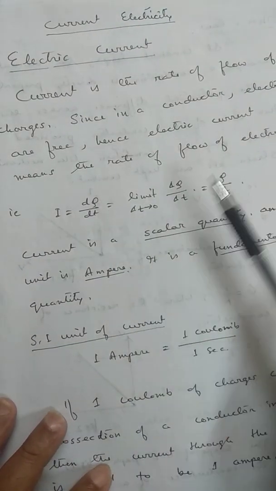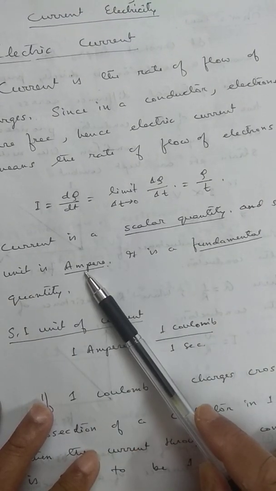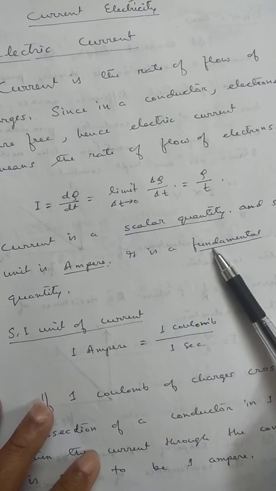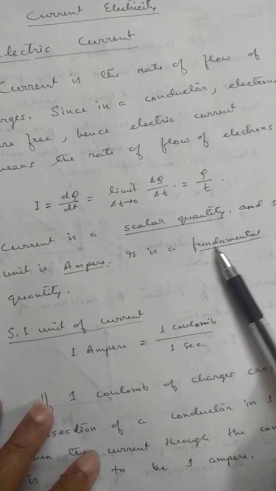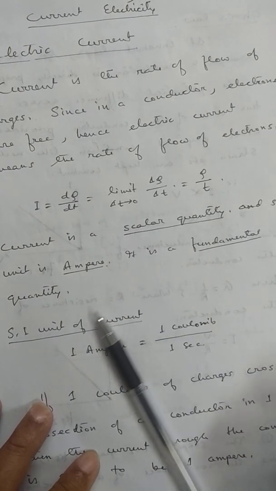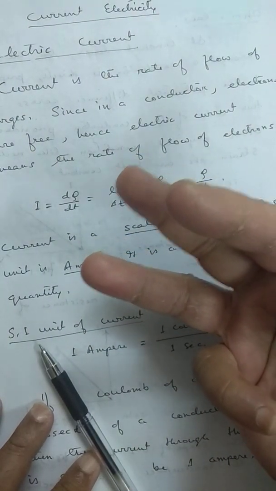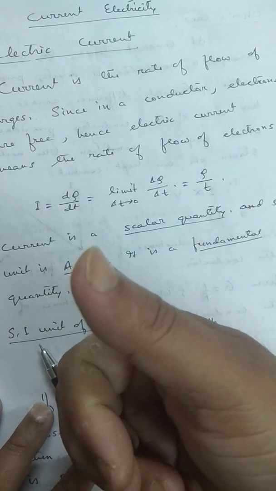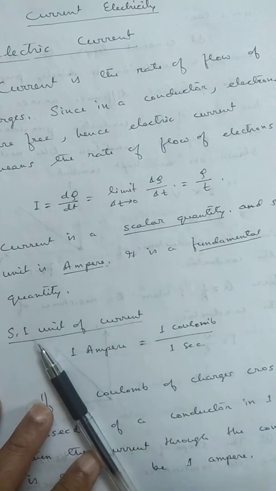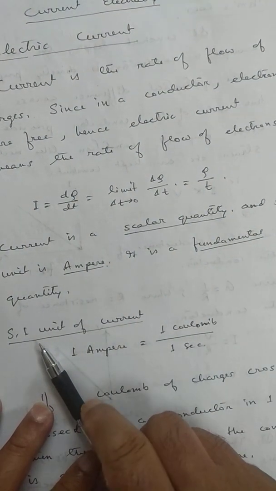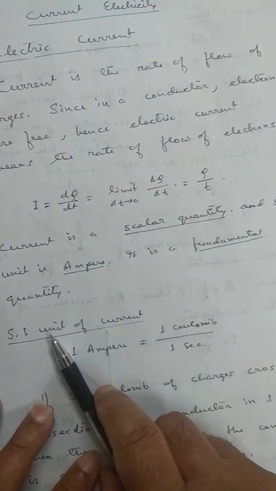So what is current? We know that current is a scalar quantity. What is the SI unit of current? It is called ampere. It is also a fundamental quantity. Can you remember the fundamental quantities? There are 7 fundamental quantities: mass, length, time, electric current, temperature, amount of substance, and luminous intensity. So, current is also a fundamental quantity. Electric charge is not a fundamental quantity.